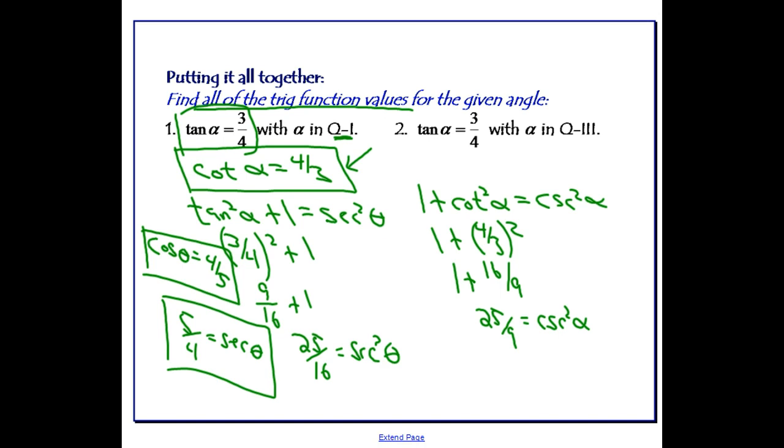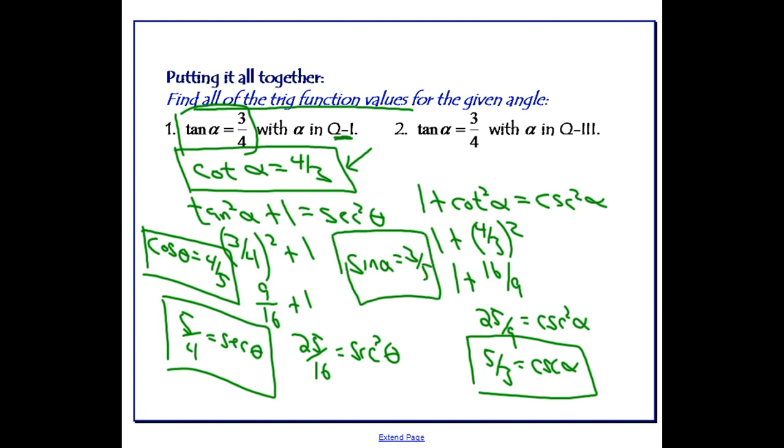I know how to get rid of a square. I'll take the square root, and I'm going to get 5/3 is the cosecant. And again, it's plus or minus, but I'm in the first quadrant, so it's plus. So I've got my 4th, and my 5th fact is the sine of alpha equals the reciprocal of the cosecant. So the sine of alpha equals 3/5. Bit of a mess there, but hopefully that makes sense. And it's good practice with some of the facts that we just learned.